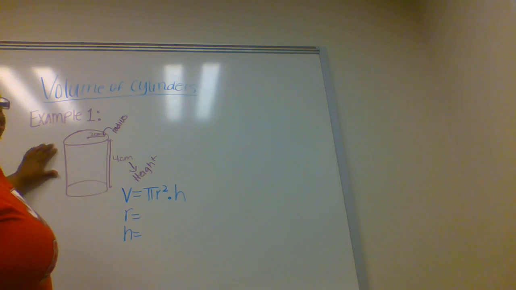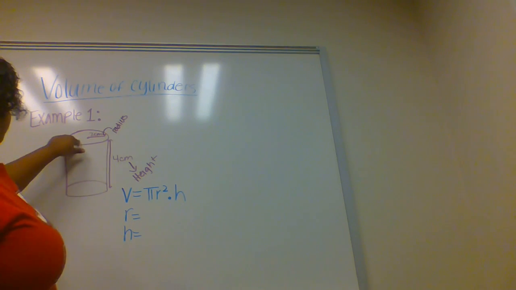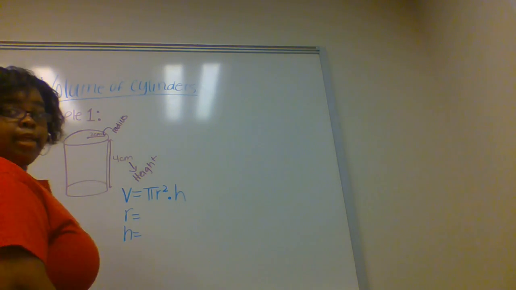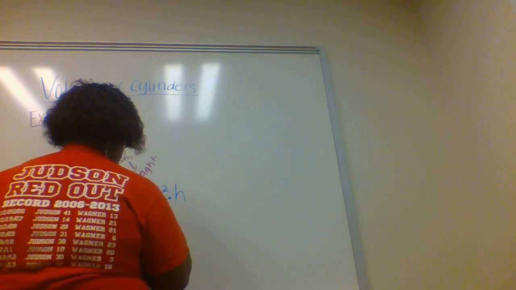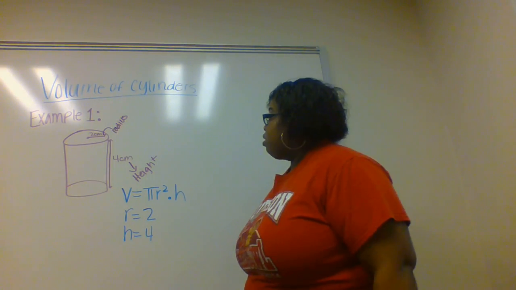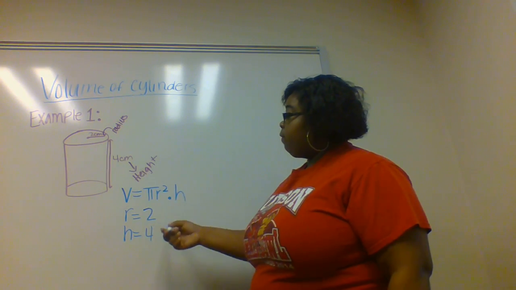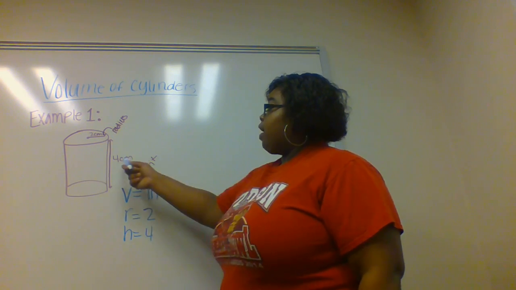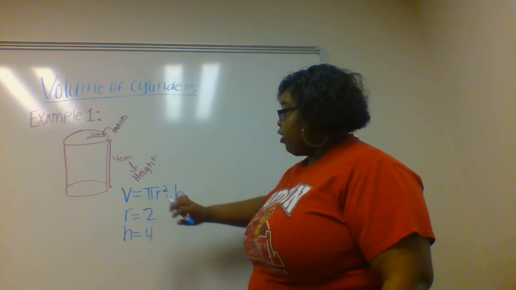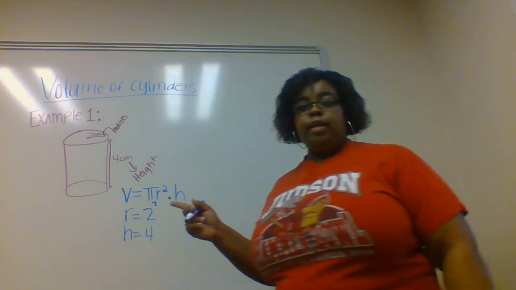So by looking at our picture of the cylinder, what I want you to do is write down the radius and the height the way that it is given to us in the picture. And that is, the radius is 2 and the height is 4. So, given the picture of our cylinder and given the formula, we know that our radius is equal to 2 and our height is equal to 4. But in the formula, we see that it is actually radius squared, which means that we have to square our radius, which is 2, which is going to make it equal to 2 squared.